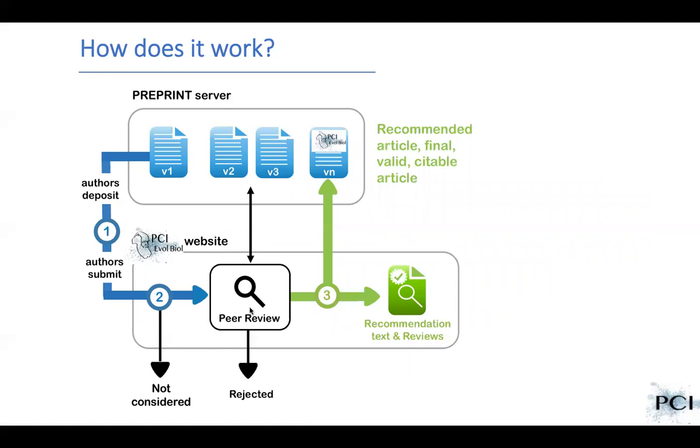Based on at least 2 high-quality reviews, the recommender will make a decision to reject, to accept, or to request modifications. If the article is accepted after 1 or several rounds of review and revision, the authors must deposit the recommended version of the preprint article on the preprint server, and the recommender writes a short text of recommendation that's published with a DOI on the PCI Evolutionary Biology website, together with the reviews and all the editorial correspondence. The recommended article is then a final valid citable article. The authors may then choose to submit this article to a journal if they wish.